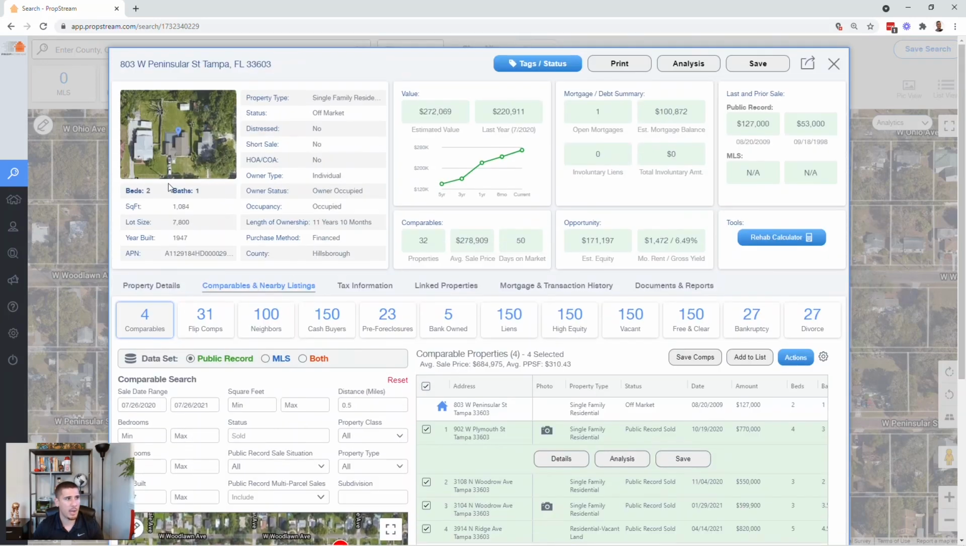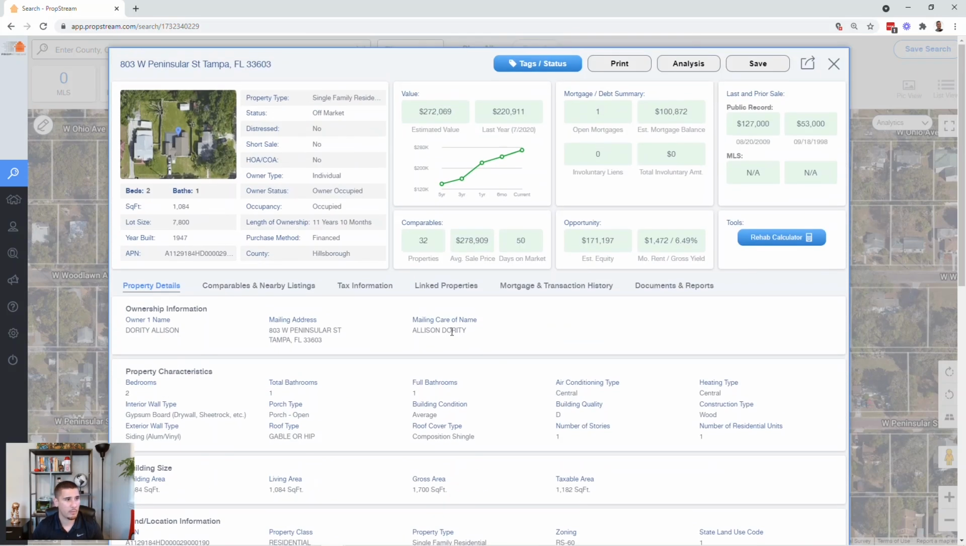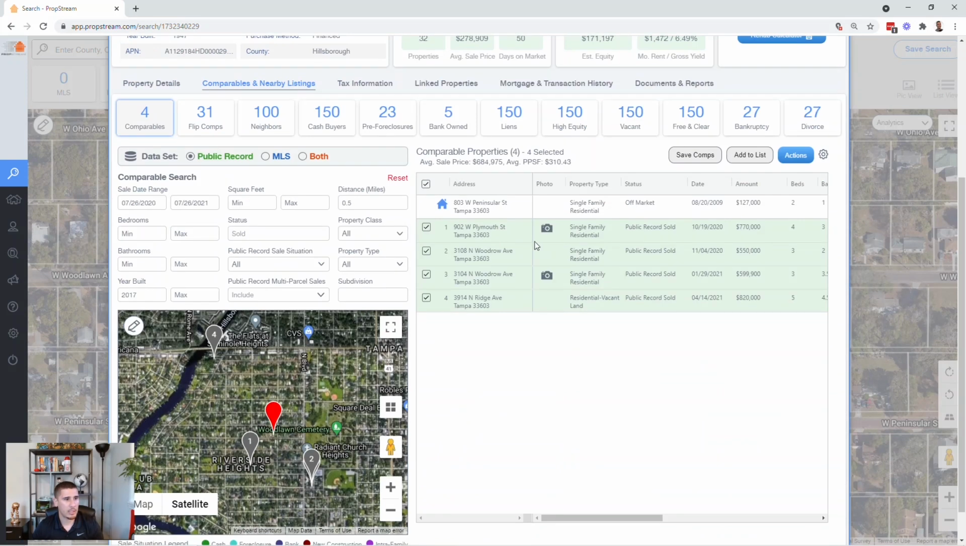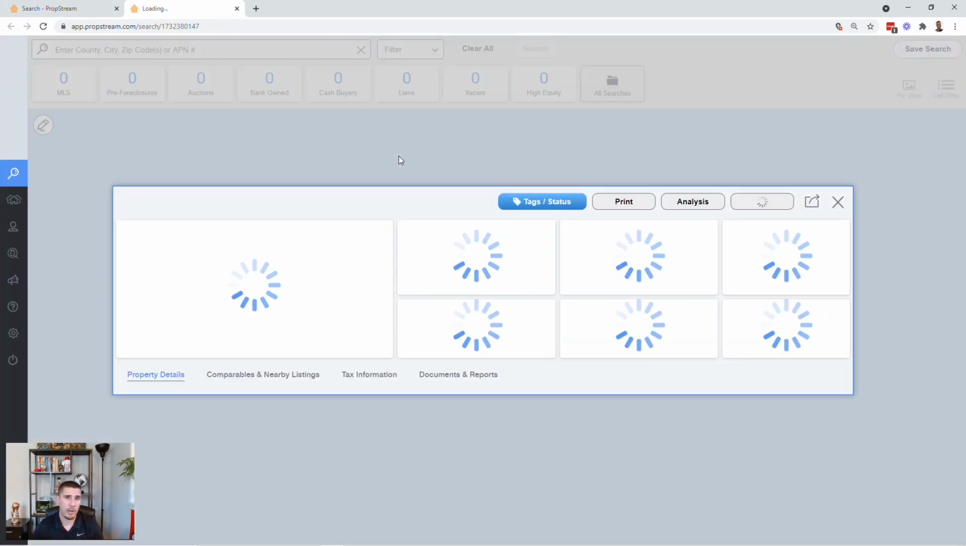Keep in mind our lot size is 7,800 and our zoning is RS60. Make sure you get familiar with your zoning codes in your local county. Let's go back here and click on the details for number 1. I'm going to look at the lot size and the zoning for this as well, and then I'm going to look at the transaction history.